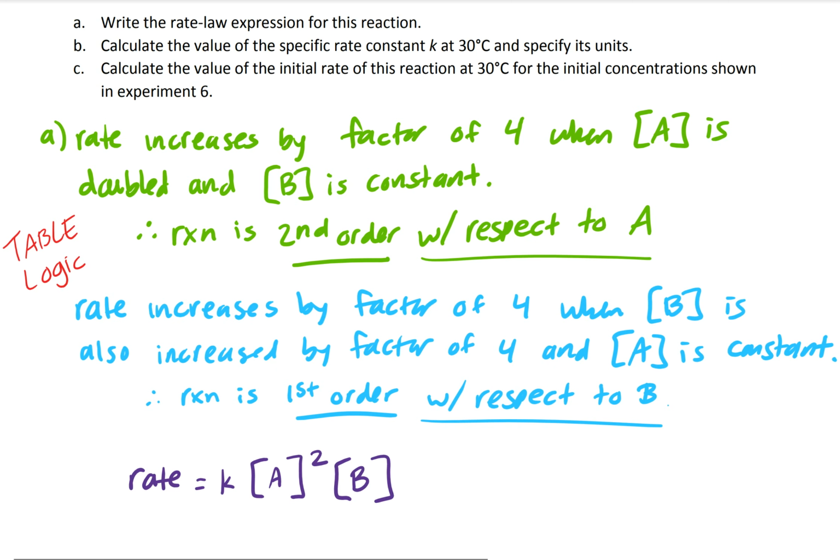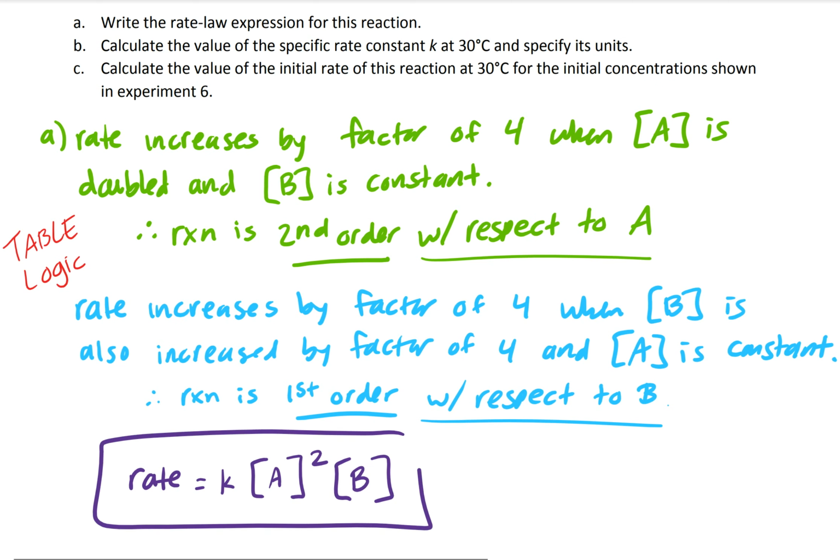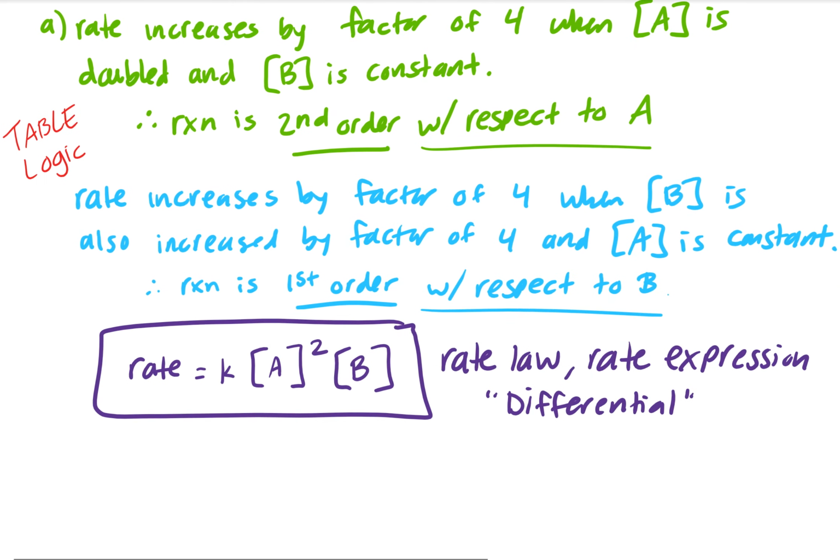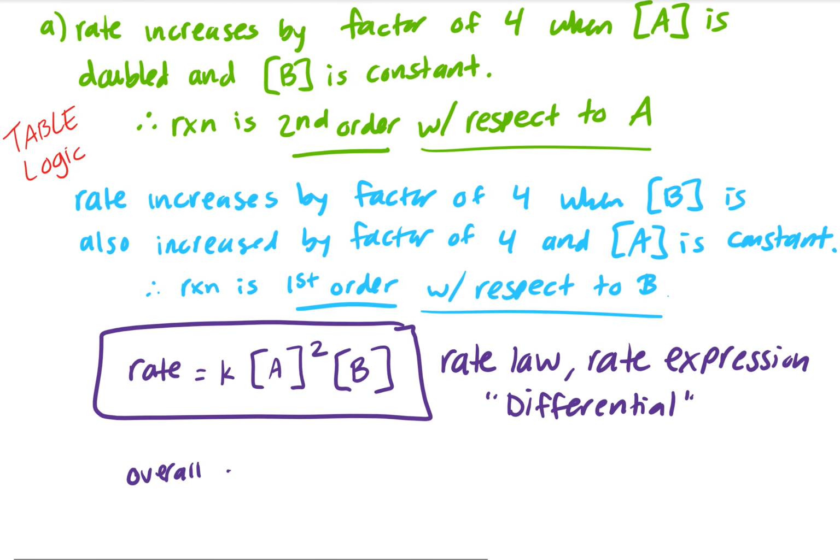So technically, there is a 1 here, but we know we typically don't write 1s. Okay, for exponents, it's understood to be a 1. This is the answer for part A. This is your rate law, also known as your rate expression. Sometimes we throw in that word differential. All those mean the same thing. And the overall order of this reaction would be equal to the sum of the exponents, so 2 plus 1. So this reaction is third order overall.